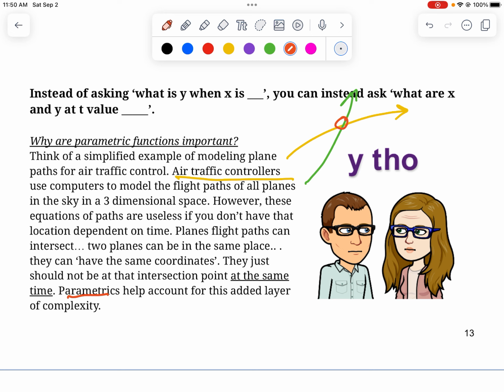So instead of just saying, what is y when x is something, you can ask, what is x when t is something, and what is y when t is that same thing? Instead of saying what is y when x is 2, you're going to say what are x and y when t is 2.7. At time 2.7, I want to know the location.